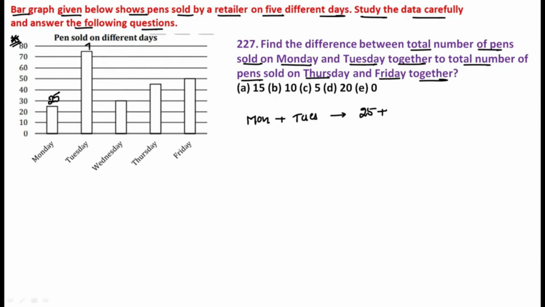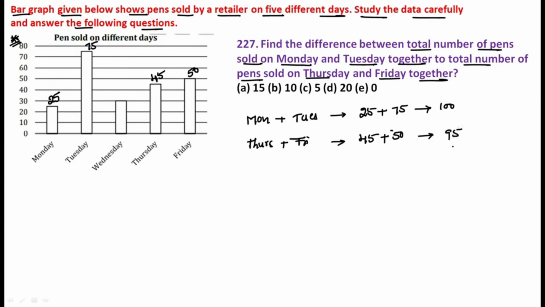Same as Tuesday, 75. For Monday and Tuesday, they sold a total of 100 pens. In the same way, Thursday and Friday. So you just take the data from Thursday. See, the number of pens sold on Thursday is equal to 45 units, and Friday exactly equal to 50 units. Now, in both the days, they are selling 95 pens.